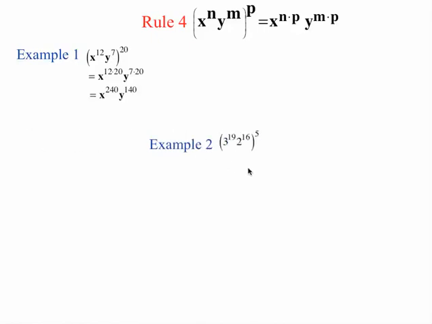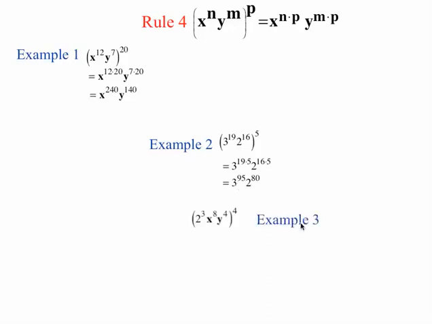Example 2. Here we have 3 to the 19 times 2 to the 16 in brackets, all to the power of 5. The 5 is going to come in and multiply the 19 and 16 exponents. So we have 3 to the power of 19 times 5 times 2 to the power of 16 times 5, which is going to give us 3 to the 95 times 2 to the 80. These are huge numbers. Do not try and work them out.